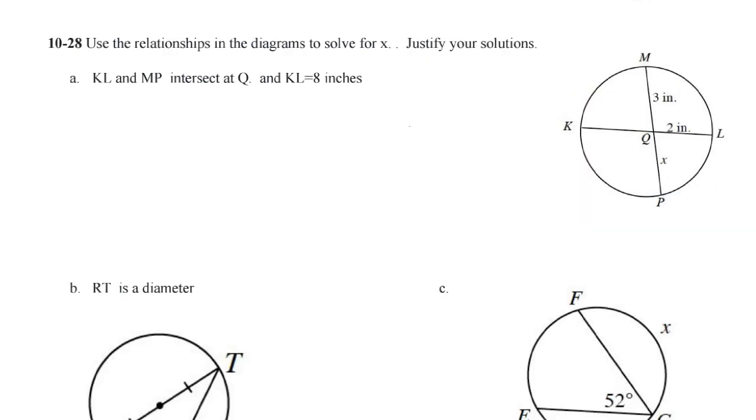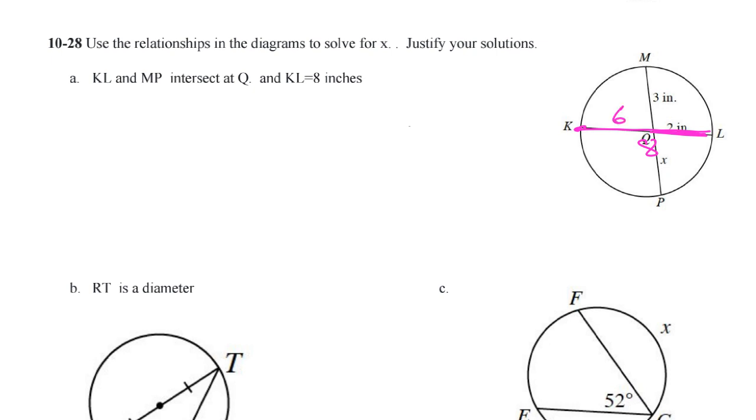Let's move on to question 28. With 28, you want to find A, B, and C. For each of A, B, and C, you want to find the value of x. If I look at this diagram from A, they said that KL and MP intersect at Q, and you want to find x given that KL is equal to 8. So if KL is equal to 8 and this part is equal to 2 here, then the remaining part, which is KQ, is equal to 8 minus 2, which is 6.